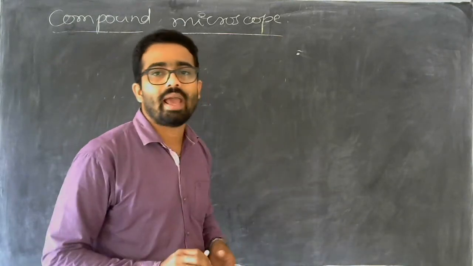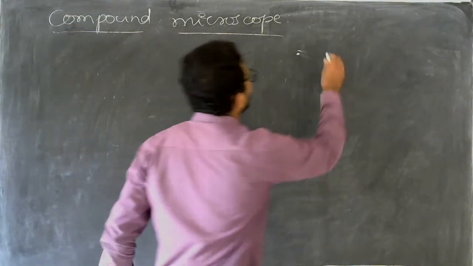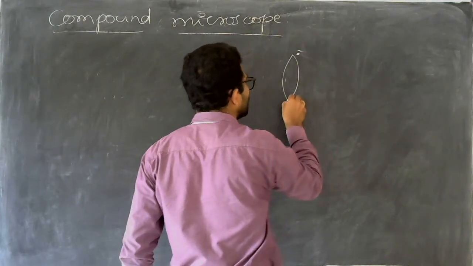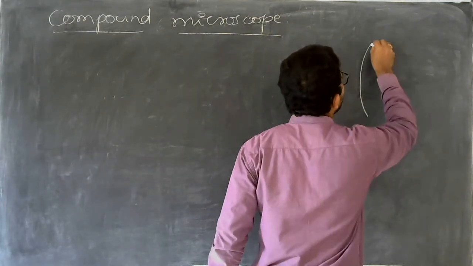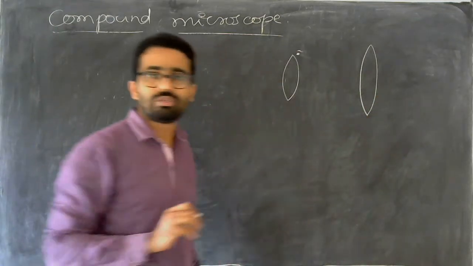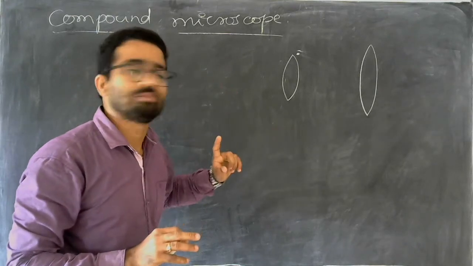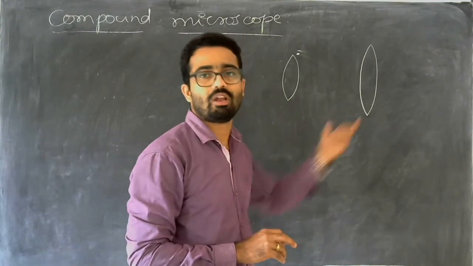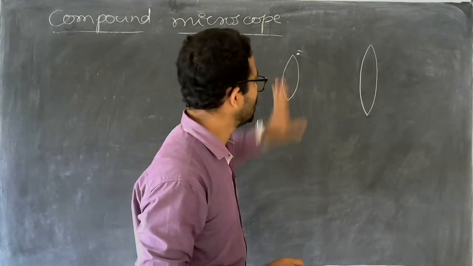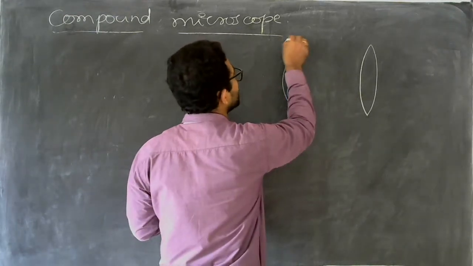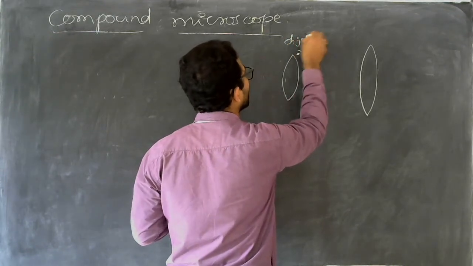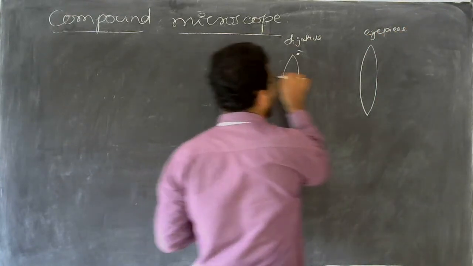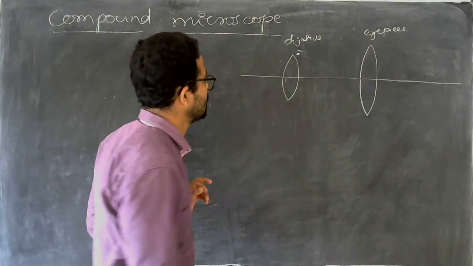So let me draw the diagram for a microscope, which is a compound one. It consists of two lenses. In this, one of the two will have a larger aperture, meaning the second lens will have more surface area than this one. There will be a larger aperture than this lens. So, this lens is called the objective. This lens is called the eyepiece. Now, we have to draw a principal axis. This is a principal axis.